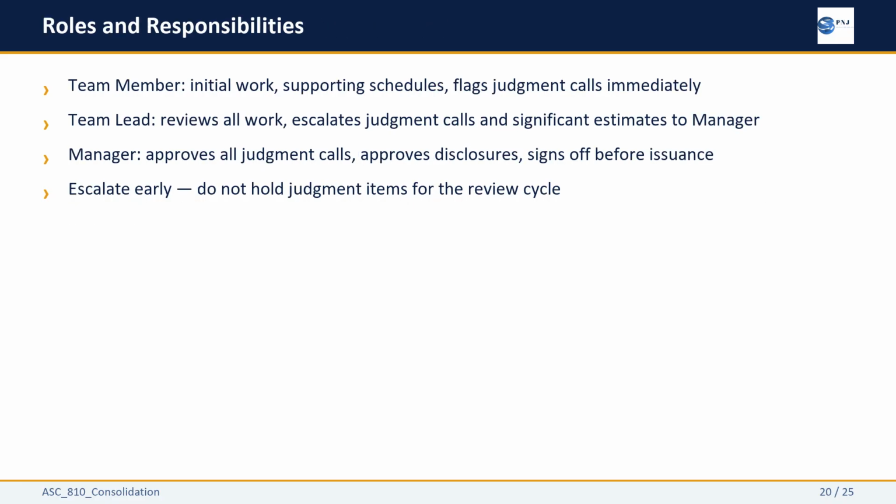The consolidation process runs through 3 levels of responsibility. Team members perform the initial work and flag anything unusual immediately, not at submission time. Team leads review everything and escalate judgment-based conclusions and significant estimates to the manager. Managers approve all judgment calls, review and approve the disclosures, and sign off before the statements go out. The most important behavioral rule: escalate early. Holding judgment items for the review cycle creates delays and rework.